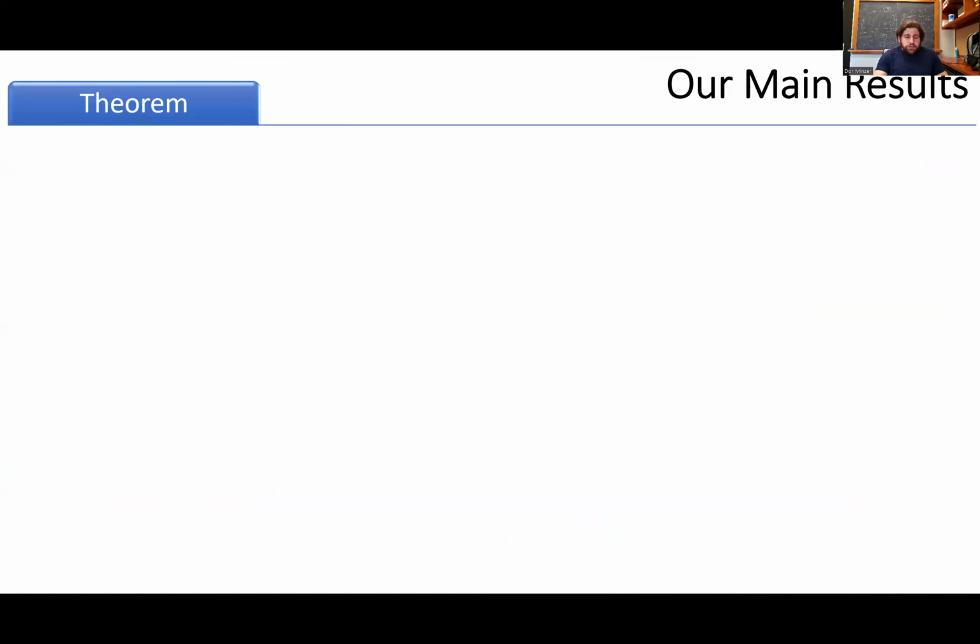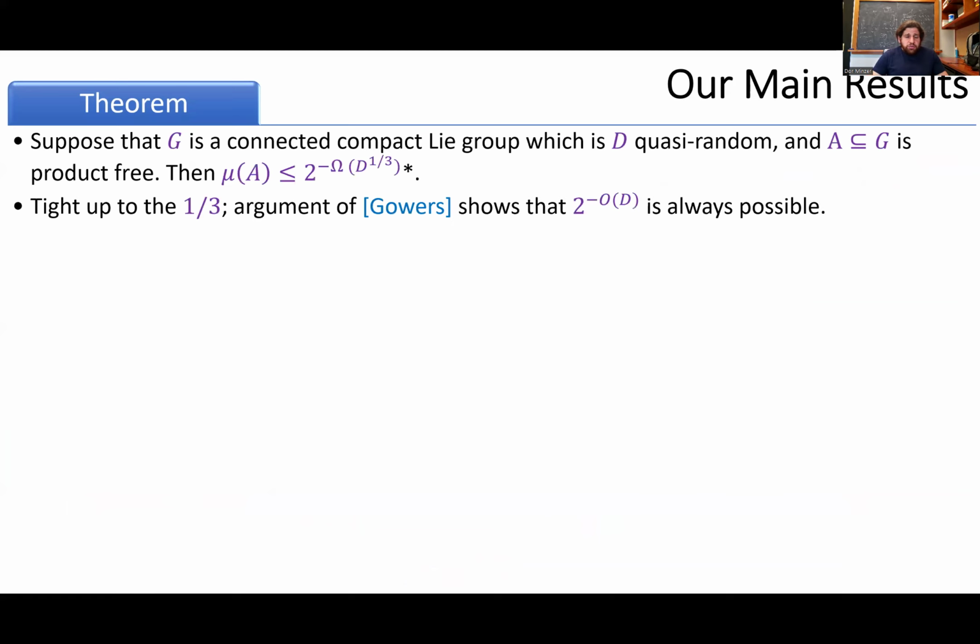So now I come to the main result of this paper, which is to improve Gowers' bound for compact Lie groups, and for SO(N) more specifically even. We show that if you have a connected Lie group that is D quasi-random, then the measure of any product-free set in it is at most exponentially small in D to the third.